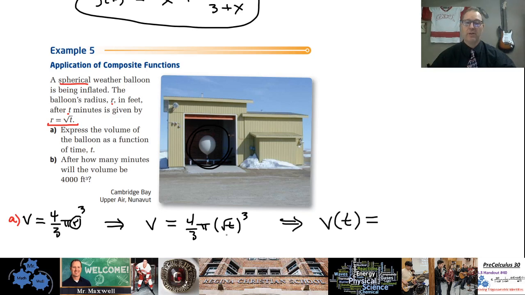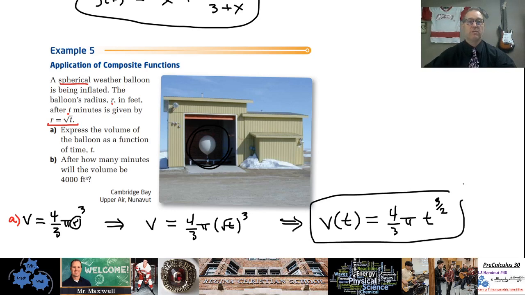Which finally gives us a function of t. So now the variable inside is t. This is volume in terms of t, and that is 4/3 pi, and I'm going to write this as t to the power of 3/2. You okay with that? Because this square root is like a 1/2, cubed, so 3/2. So there is your function for A.